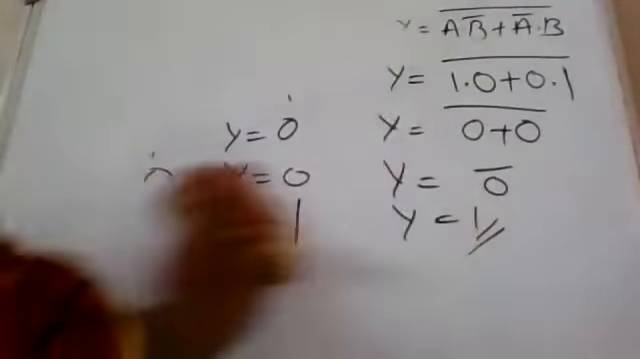So XOR gate and XNOR gate both are special gates. This is about logic gates. After this we have the topics De Morgan's theorems, half adder and full adder.